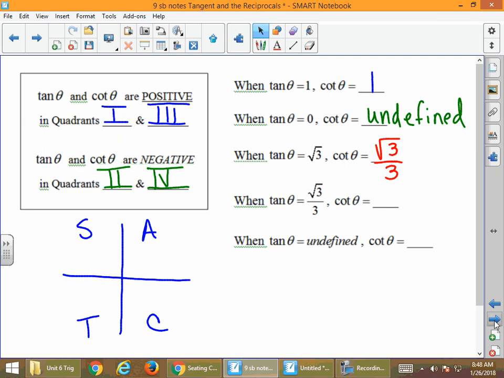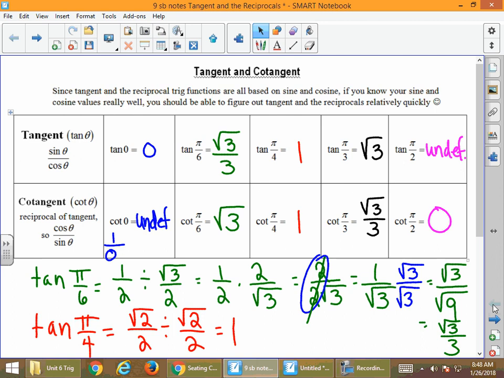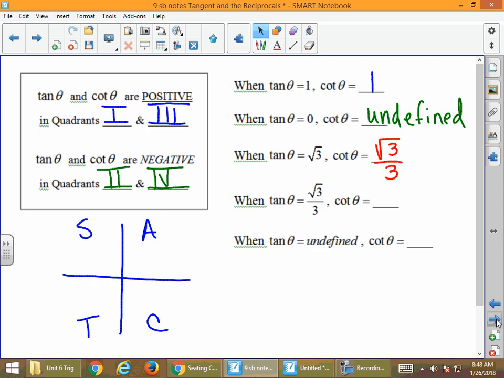Let me just go up and check my work here for a minute, looking at the chart. Here we're given tangent is square root of 3, so when we take the reciprocal, we get that. So when tangent of theta is the square root of 3 over 3, then cotangent is just going to be the square root of 3. And finally, when tangent of theta is undefined, the cotangent is going to be the reciprocal, which is 0. Kind of a recap of what we just did.